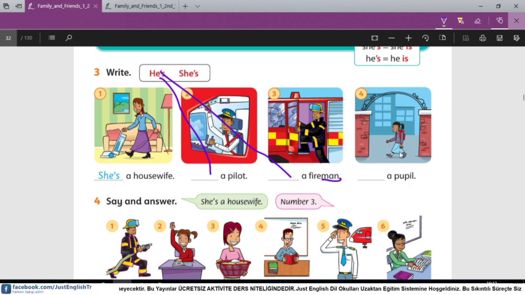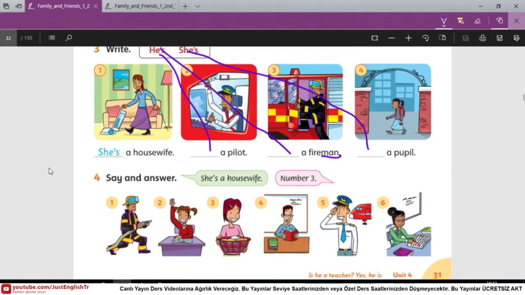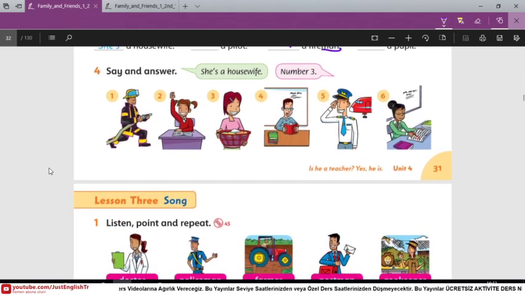Pupil, girl or boy? Looks like a girl, so which one's better? He or she? What do you think? Yes. Buradan Özlem olarak yazıyor kullanıcı ismi ama thank you Özlem. If you have another name, please correct me. She is a pupil. Right. Say an answer demiş.